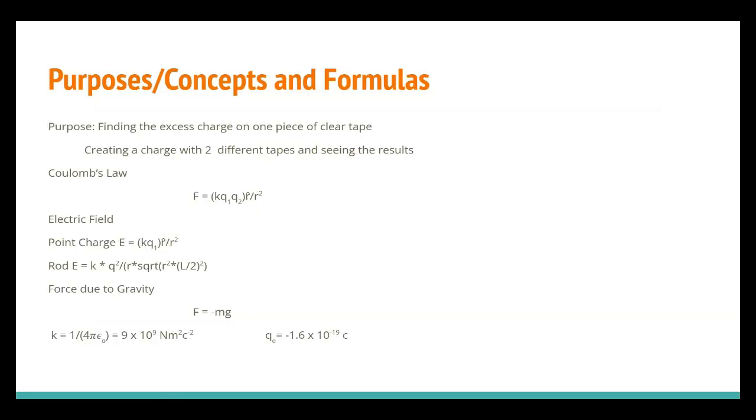So the purpose, concepts, and formulas are pretty similar to the first lab. The only thing that really changed in this lab was the code. But the purpose is the same: to find the excess charge of one clear piece of tape. This charge is created with two different tapes ripping apart, and we're just seeing the results of them.